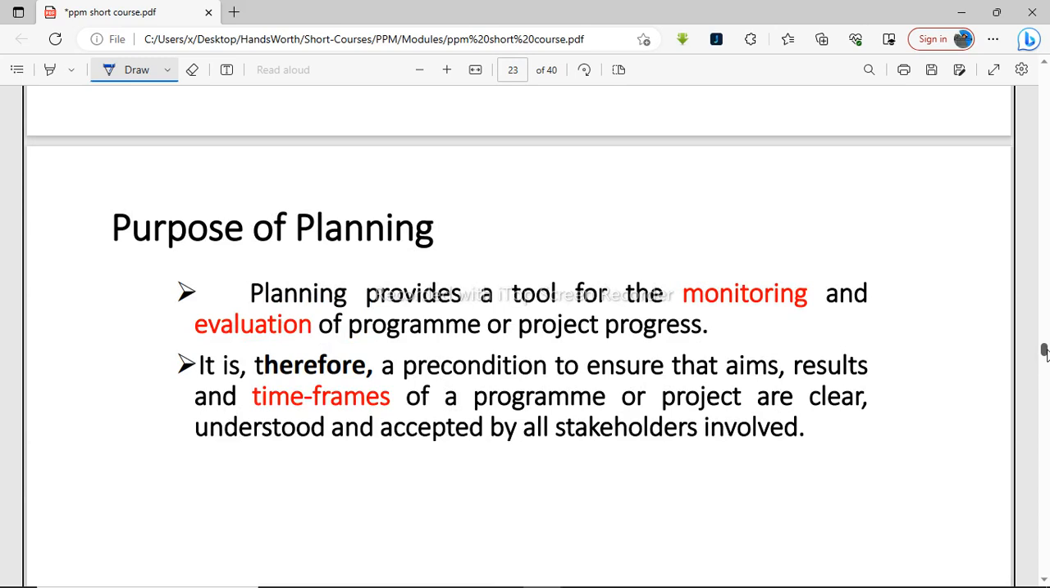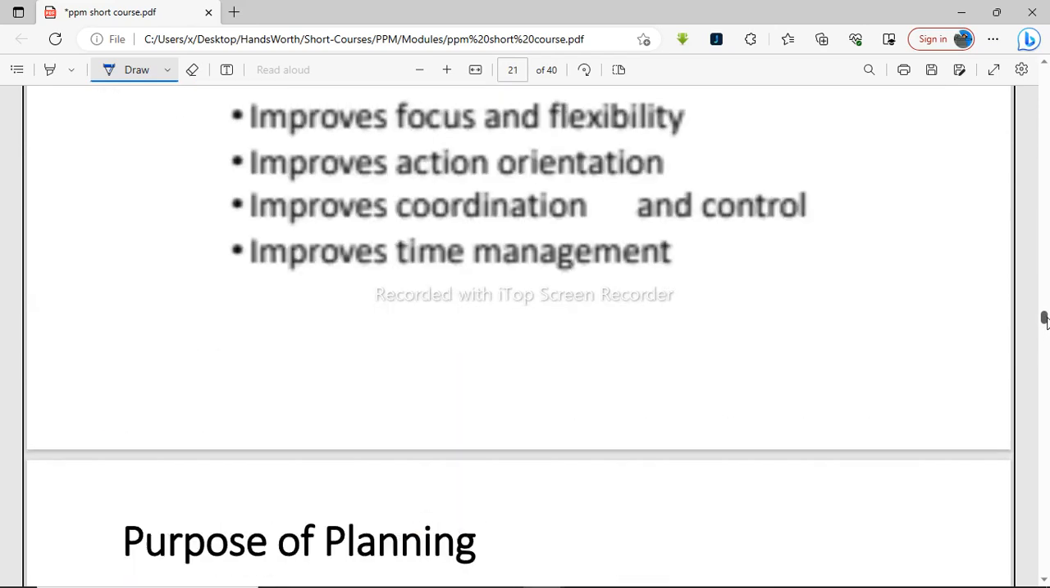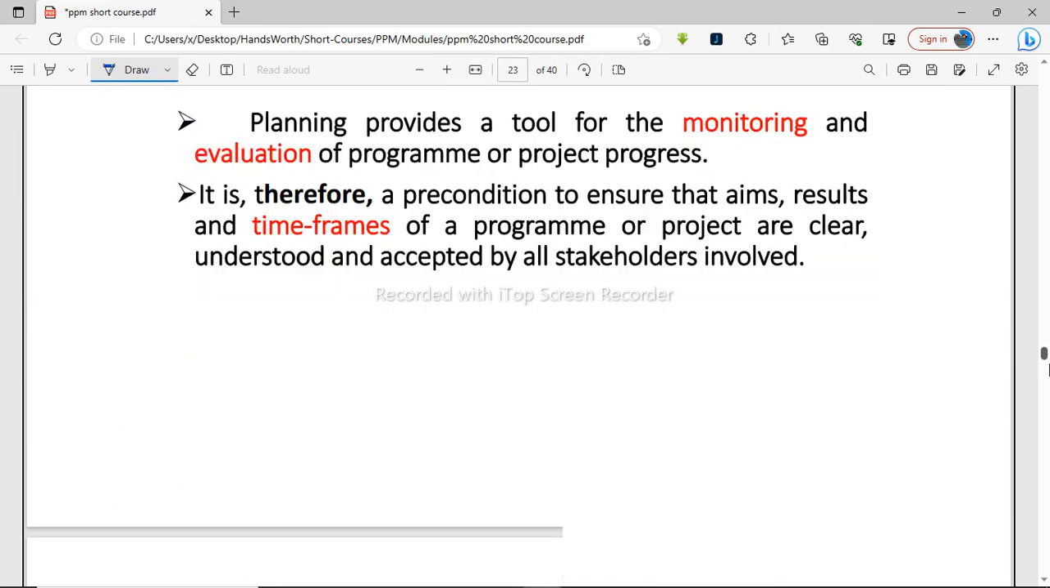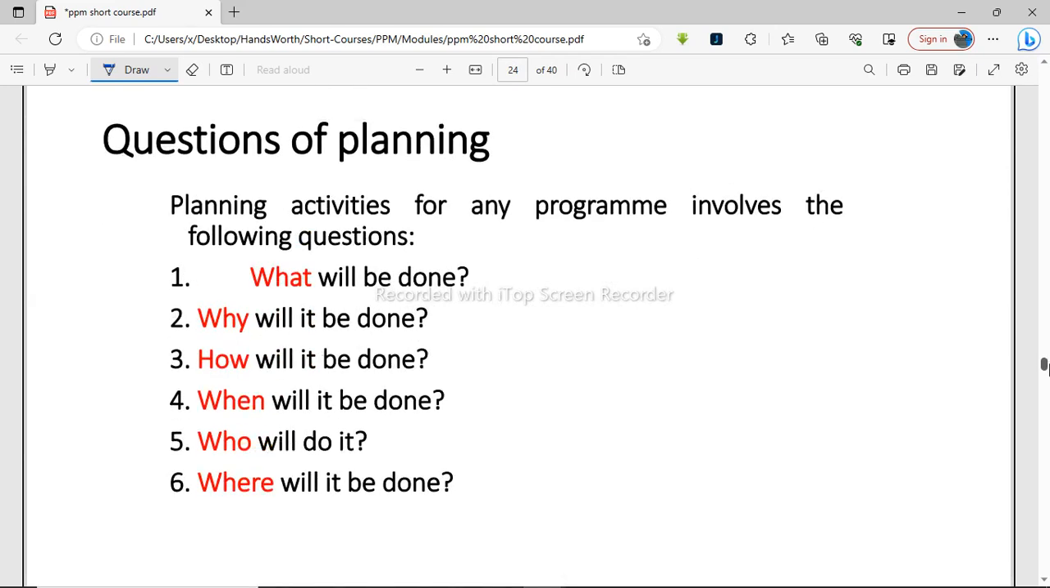If you can see here under the purpose of planning, they have talked about how it provides a tool for monitoring and evaluation of a program or project. We've already talked about how it ensures aims, results and time frame are clear and understood by stakeholders involved. We already discussed all of this. So just skip this chapter, and when we come next time, we shall continue with questions of planning, or the questions that you're supposed to ask yourself as you make a plan for a given project.